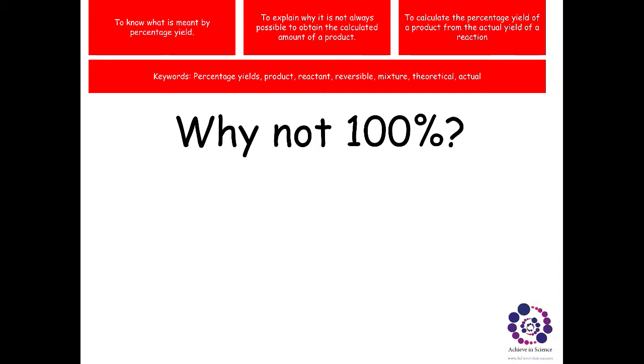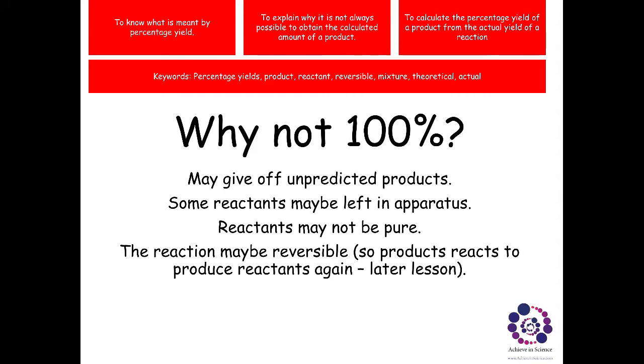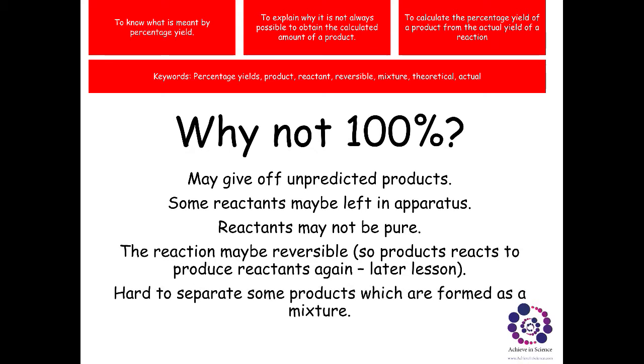But why is it not 100%? The reasons are that it might give off unpredicted products. Some of the reactants may have been left in the apparatus. The reactants might not have been 100% pure. The reaction may be reversible, so that means some of the product that is formed then reacts again to produce the reactants. It is also sometimes hard to separate the products, especially when you actually form a mixture.